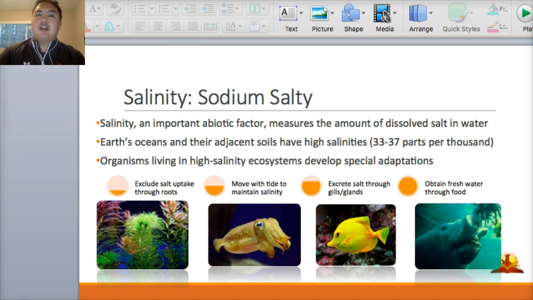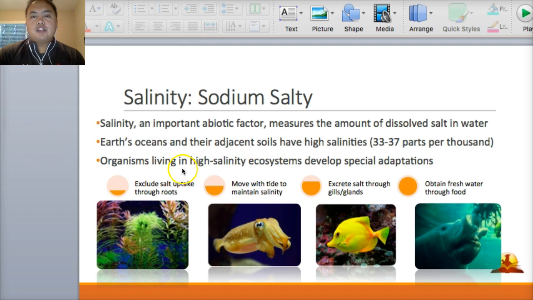The next abiotic factor we'll talk about is salinity. Salinity, sodium, salty. So we're talking about how much dissolved salt is in water. Something very high in salinity versus something very low in salinity is basically saying how salty the water is. Okay. The Earth's oceans and their adjacent soils have very high salinity. So we're talking about 33 to 37 parts per thousand.